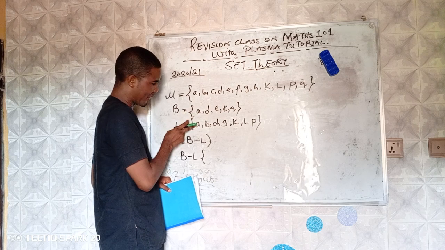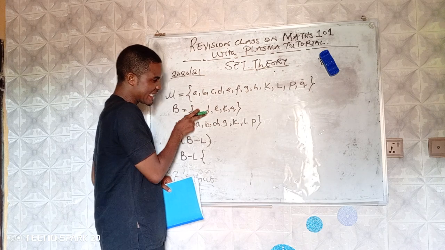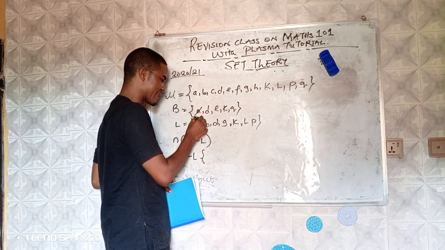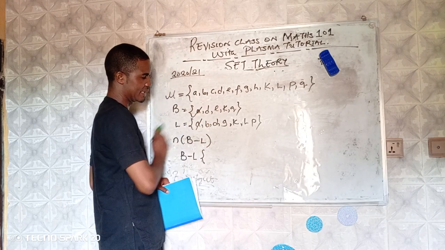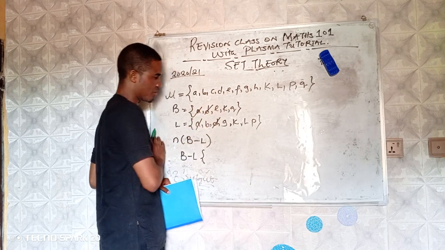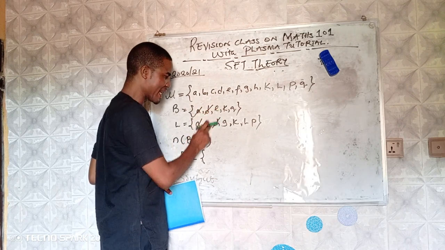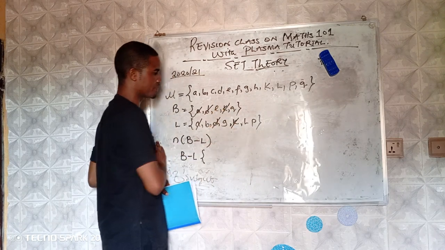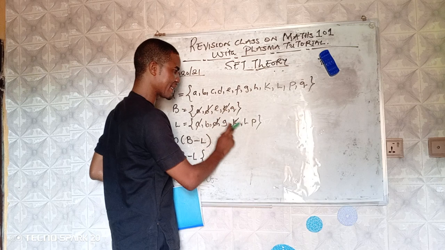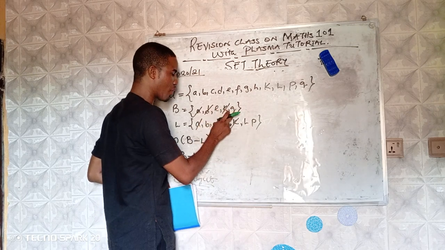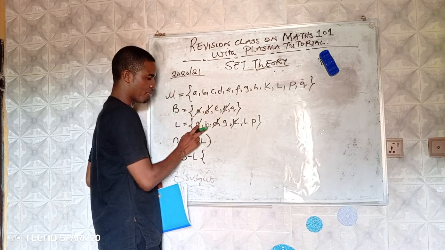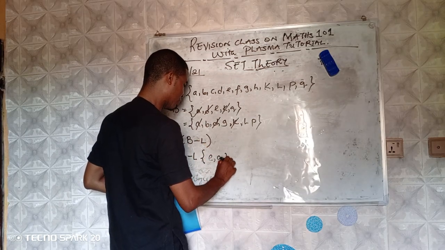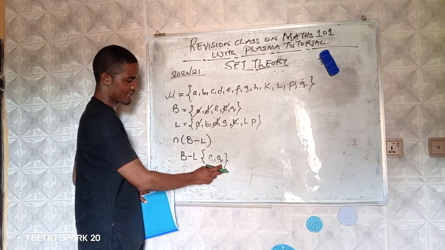A is here and A is found there. It will not make the set. D is here. Is D here? Yes, it will not make the set. In fact, when I see something that is here and there, I will cancel it out. There is E here. Is there E here? No. There is K here. There is K here. It will not make. There is Q here. Is there Q here? No. So you see that E and Q are the elements that are in B, but they are not in L. So I have my E and Q as B minus L.